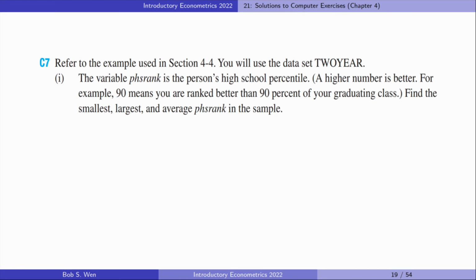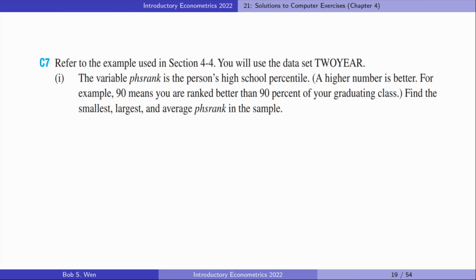Hi, I'm Bob. Some days ago, we did the first 6 computer exercises for Chapter 4, Multiple Regression Analysis, Inference, in the textbook, Introductory Econometrics, the 7th edition. Today, let's continue to complete the last 7 exercises. I will solve them in detail and show you all the Stata commands.